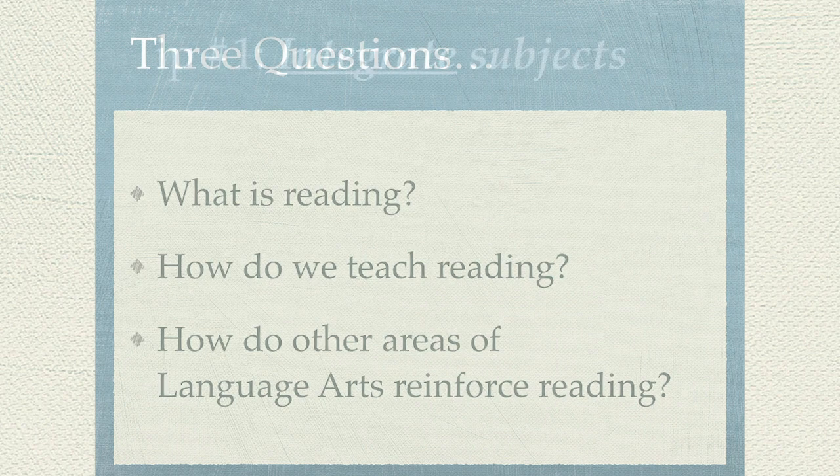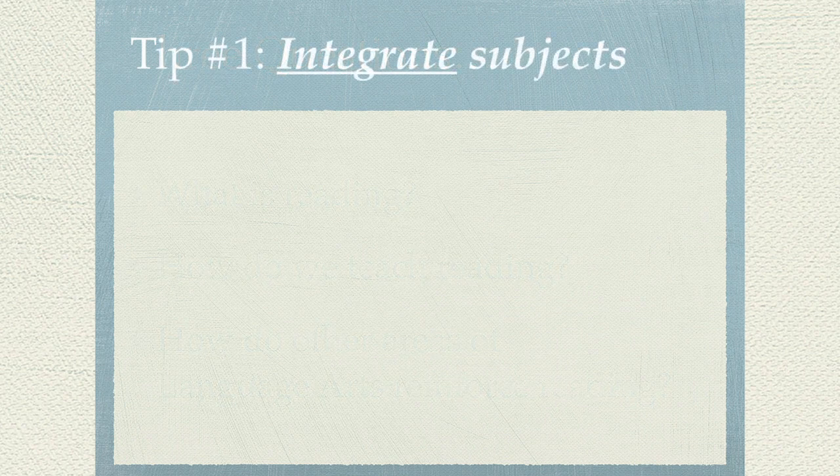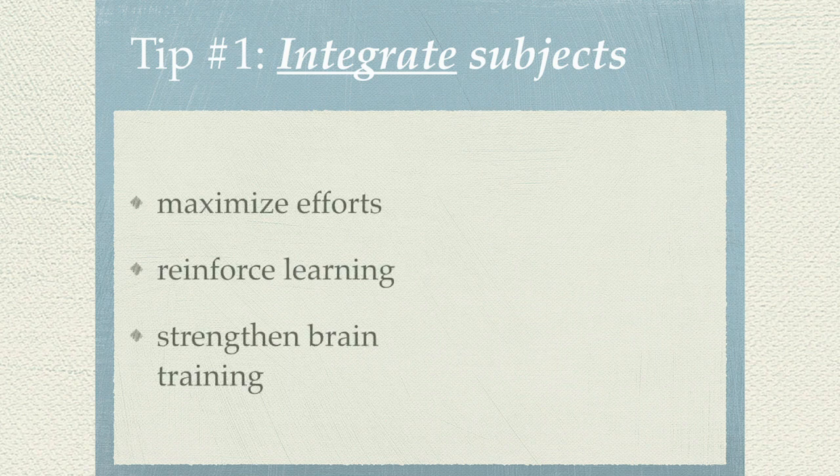Tip number 1, integrate your subjects. We want to maximize our efforts. We want to reinforce learning, and we want to strengthen brain training that has to happen in order for reading to occur. We are training the brain. So we want to work in a way that the brain gets trained so the child can go from understanding letters, do they understand the letters, to taking meaning out of the printed word.